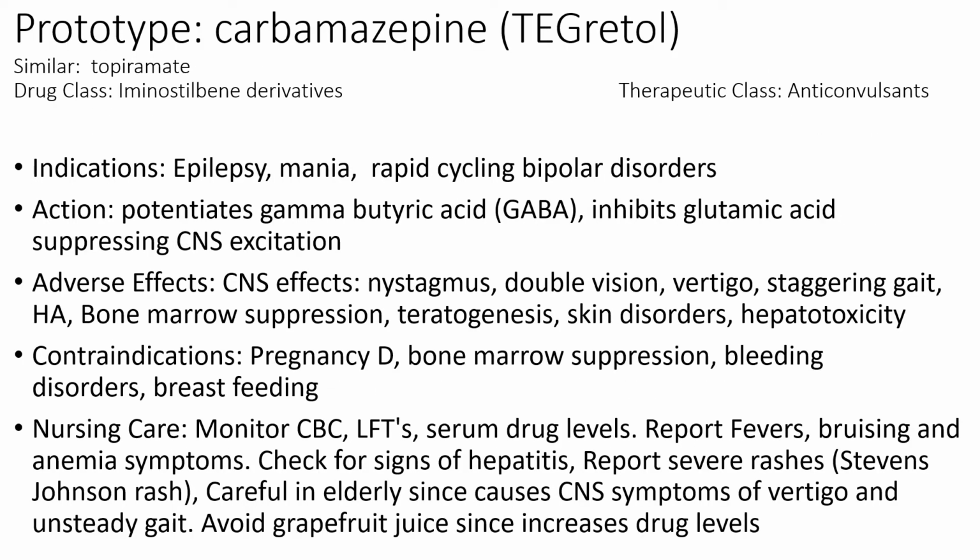Okay, so carbamazepine would definitely be considered more of an anti-epileptic or anti-seizure medication, but it's also used in bipolar illness to, again, control the cycling of the mood from mania to depression. So it stimulates the GABA system, which inhibits the brain. It relaxes the brain.